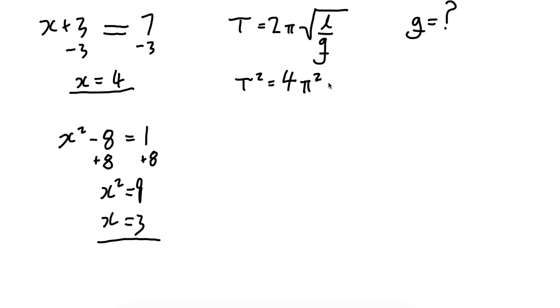And then what we've actually done is multiply the square root of L over G times the square root of L over G. In other words, that's what we do when we square it, and that just gets rid of the square root sign and makes it just L over G. So we get rid of that, and we get rid of that.